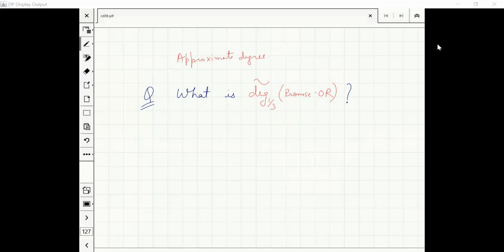What is the approximate degree of promise OR? You remember that for deterministic query complexity, for randomized query complexity, changing OR to promise OR did not change. Right? It remained n. What do you think is the approximate degree of promise OR?